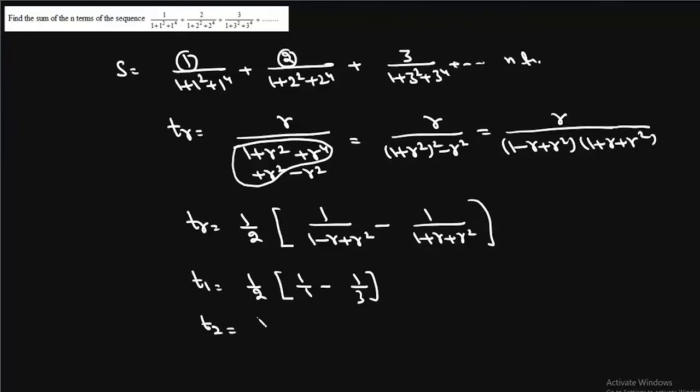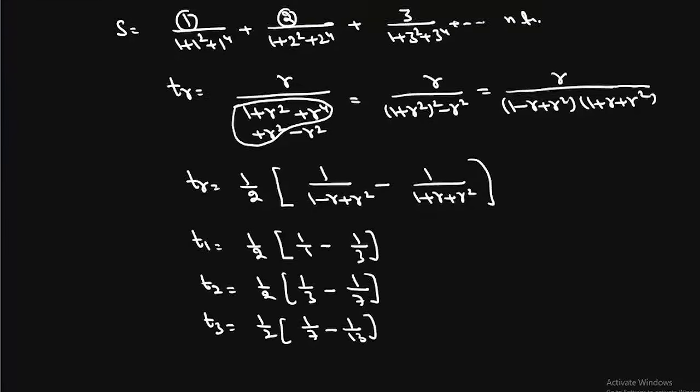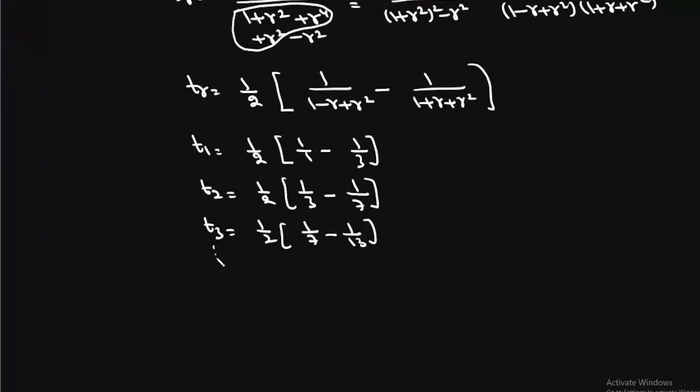Now the second term will be 1 by 2, and here it is 5 minus 2, so 1 by 3 minus 1 by 7. Now the third term will be 1 by 2, and this is 10 minus 3, 7, and here will be 9 plus 4, 13. And we continue up to the nth term, which is 1 by 2, 1 upon 1 minus n plus n square minus 1 upon 1 plus n square.